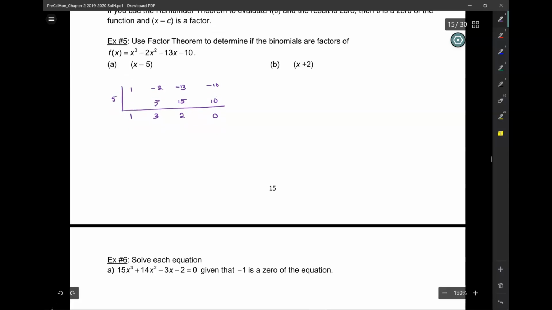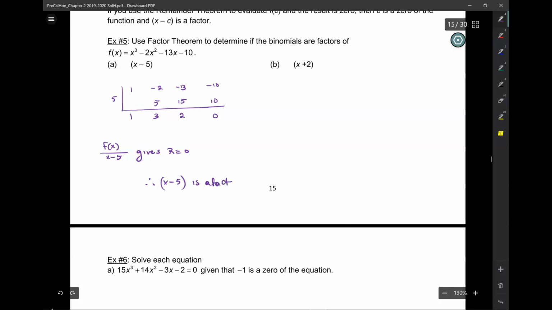Okay, so what happened here? F of x divided by x minus 5 gave remainder 0. We divided it, and it gave remainder equals 0. Therefore, x minus 5 is a factor.